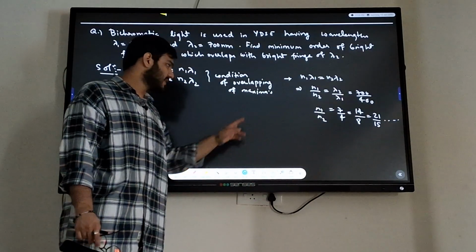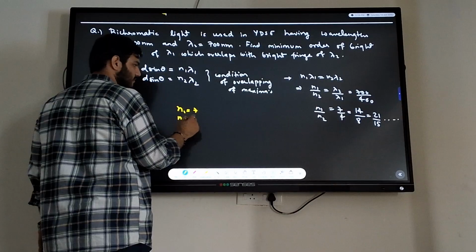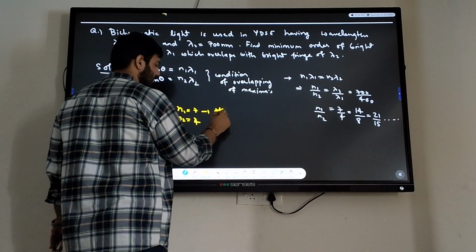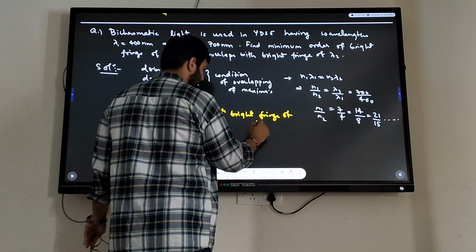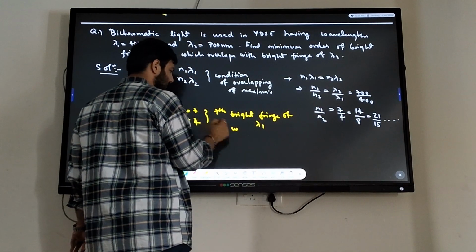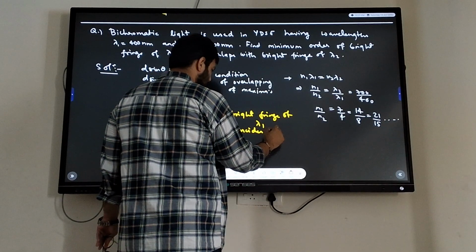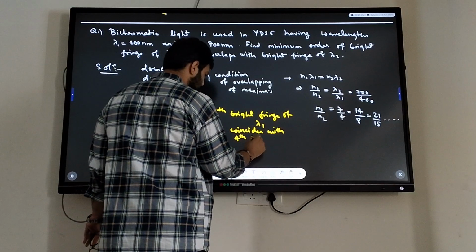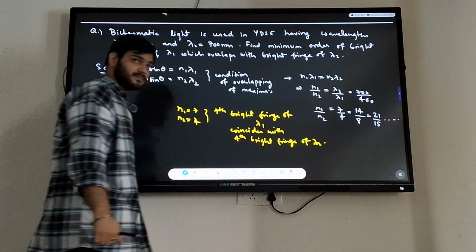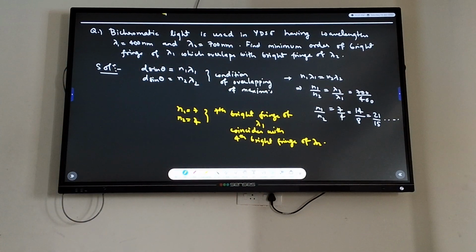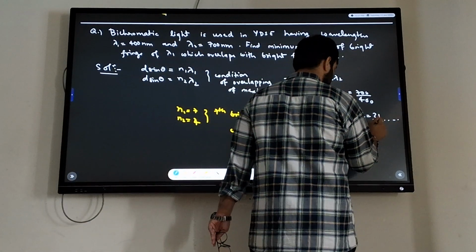So that means n1 equal to 7 and n2 equal to 4, and this means the 7th bright fringe of lambda 1 coincides with the 4th bright fringe of lambda 2. Does it make sense to you? 21 by 12, achha. Is it okay now?